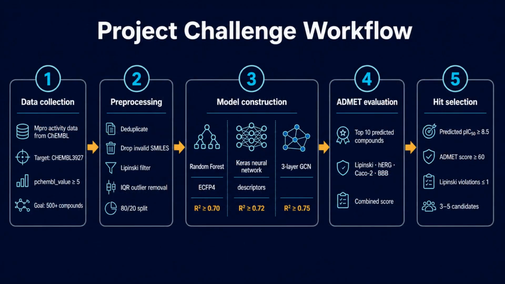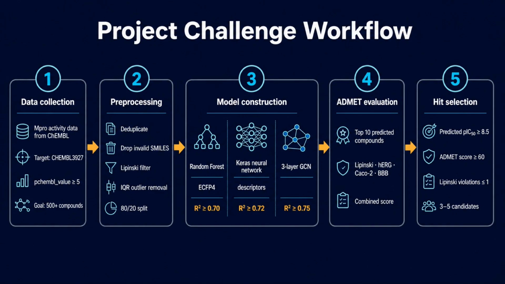The project challenge workflow has 5 stages. Stage 1, data collection. Pull main protease activity data from ChEMBL with pChEMBL value greater than or equal to 5. Aim for 500 or more compounds; note you take the pChEMBL value directly. There's no conversion step. Stage 2, preprocessing. Remove duplicates and invalid SMILES, apply a Lipinski filter, strip outliers with the interquartile range rule, and split 80-20.